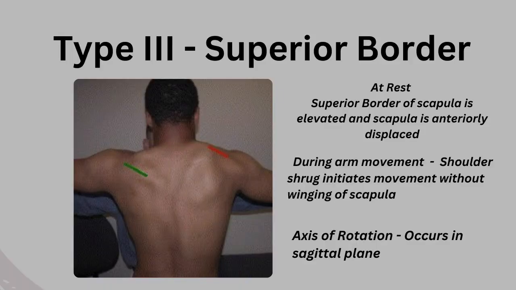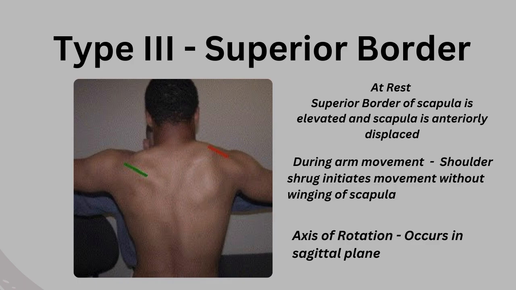Next we have type 3, the superior border. At rest, the superior border of the scapula is elevated and the scapula is anteriorly displaced. During arm movement, a shoulder shrug initiates movement without scapular winging, and the axis of rotation seems to lie in the sagittal plane.